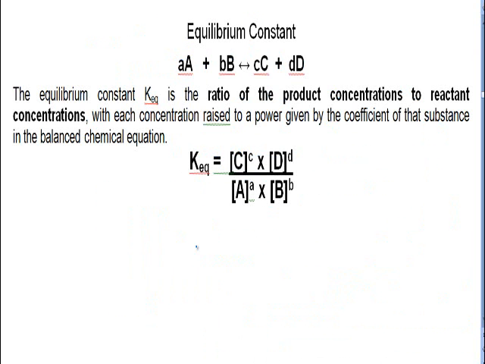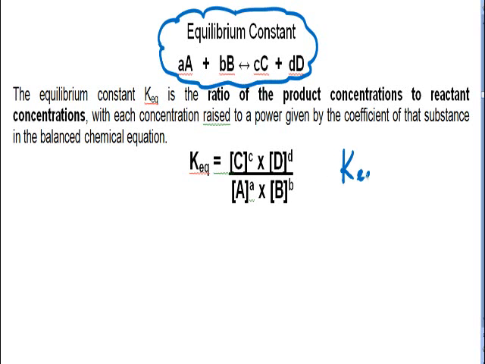Now, all equilibrium reactions have associated with them something known as the equilibrium constant. The equilibrium constant is essentially a ratio of the concentrations of the products to the concentrations of the reactants when the system is at equilibrium. What the KEQ, or equilibrium constant, tells us is how much product is present or how much reactant is present when something reaches equilibrium.